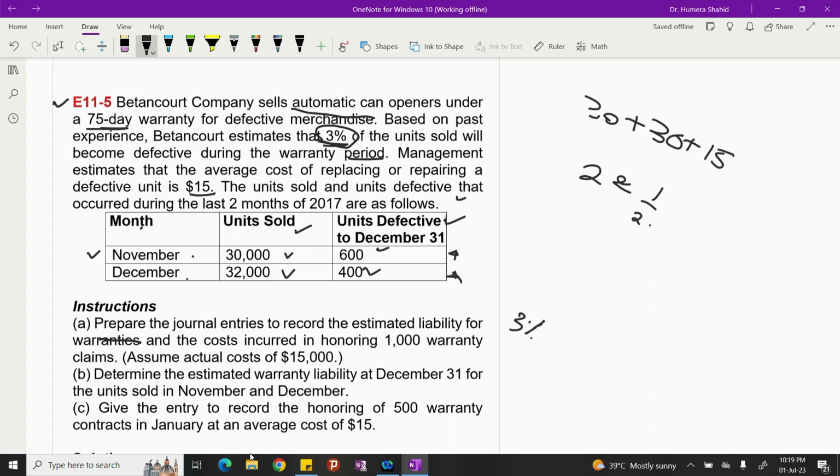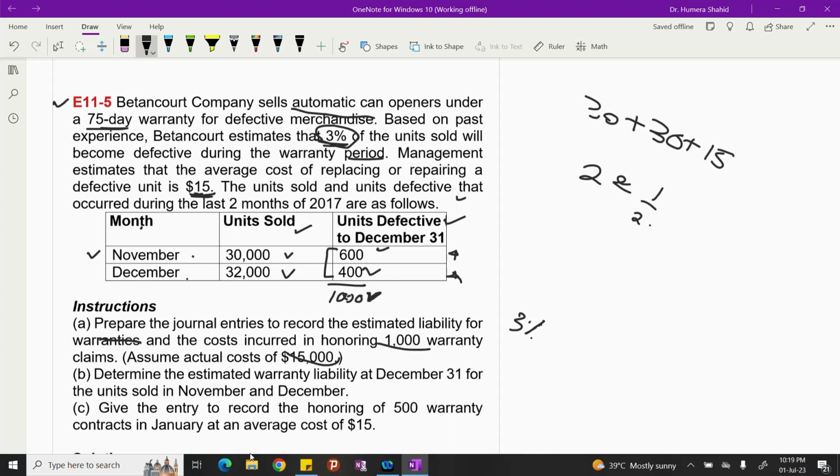And the cost incurred in honoring 1,000 warranty claims. Can you see here how many units actually came back? How many warranty claims actually came back? They were 1,000. 600 plus 400 is 1,000. So they say to record the journal entry for honoring these claims. We said that in order to repair one unit, we incur $15, right? So for 1,000 units, we will incur 15,000.